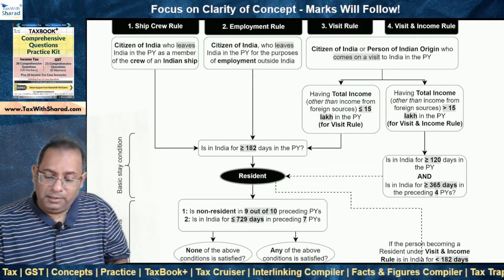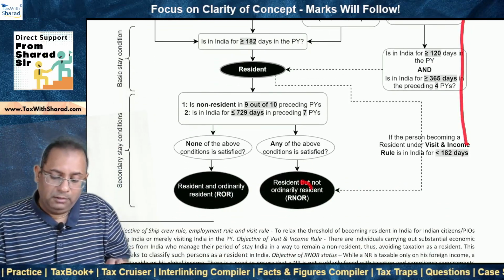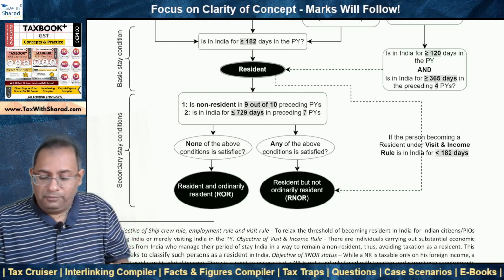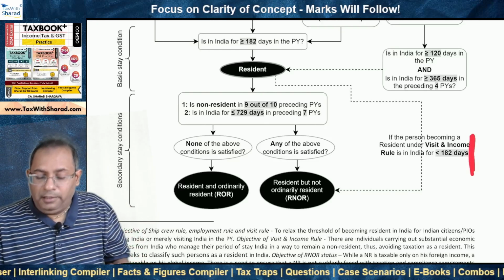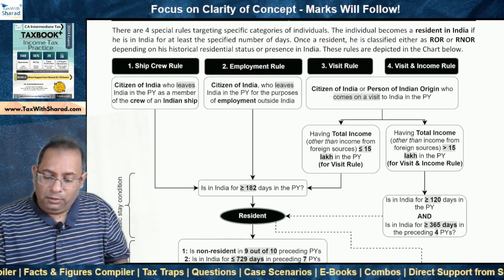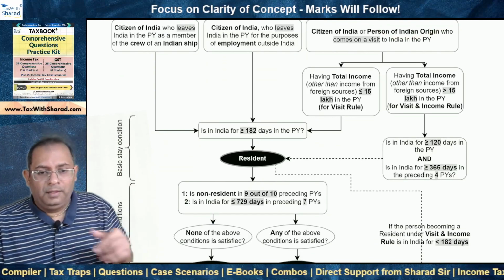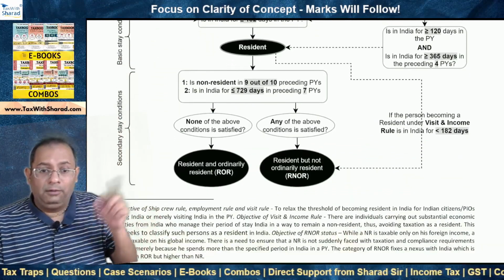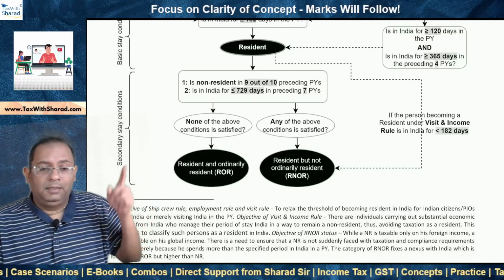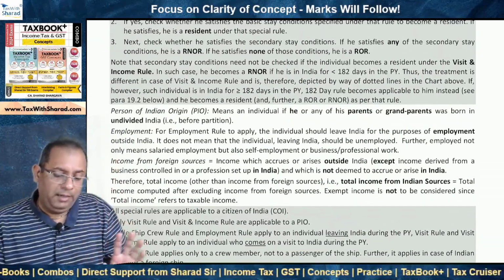So if the person is satisfying all these conditions under the visit and income rule, the person will be categorized as RNOR, not an ROR. But if the person is in India for 182 days or more in the current previous year, then instead of this rule, the 182-day general rule will become applicable and then the person will become a resident and consequently then we will need to check whether the person will be treated as a ROR or RNOR. Okay, is this clear till this point of time?